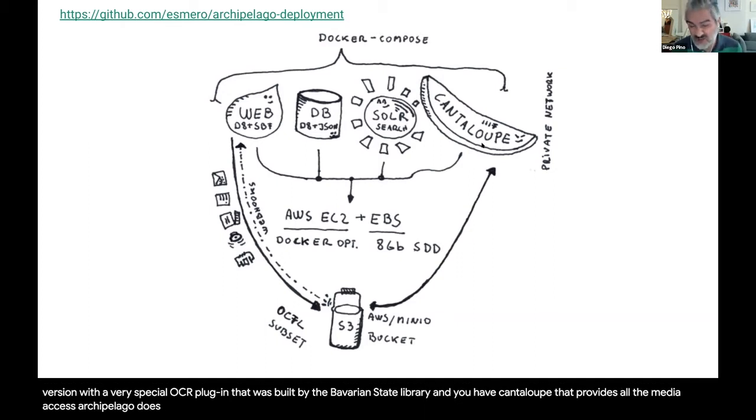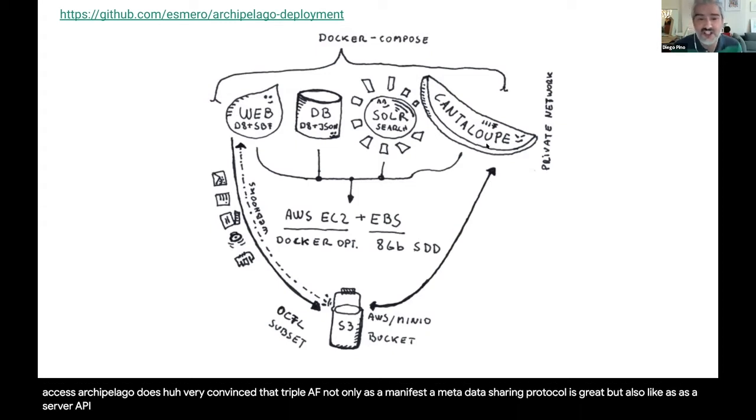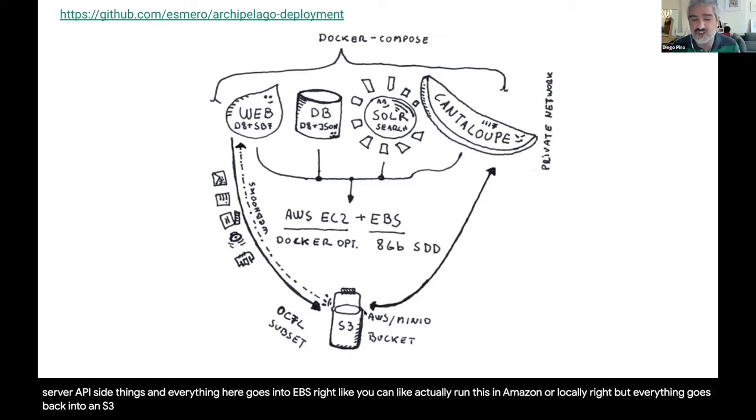Archipelago does a lot of IIIF. We are very convinced that IIIF, not only as a manifest and metadata sharing protocol is great, but also as a server API side thing. And everything here goes into EBS, right? Like you can actually run this in Amazon or locally, right? But everything goes back into an S3 storage backend.